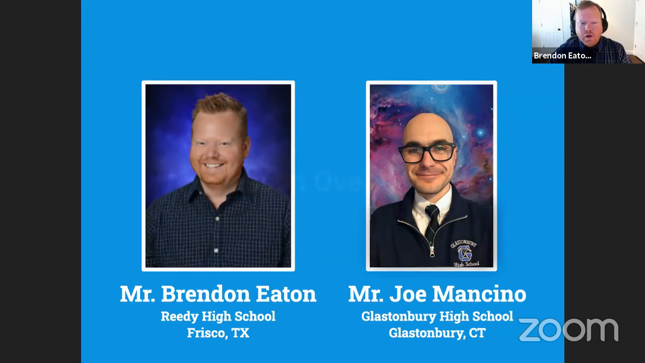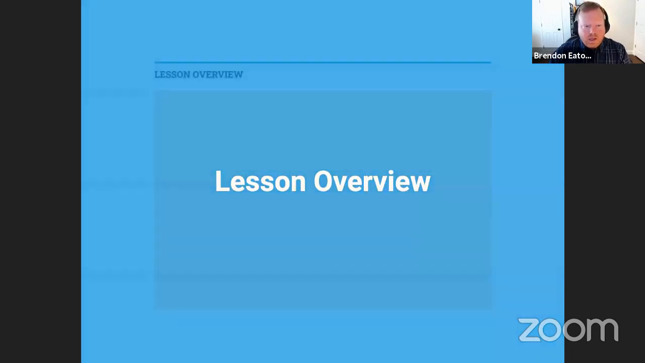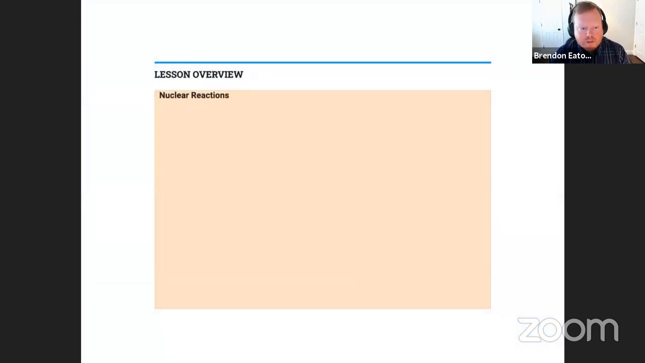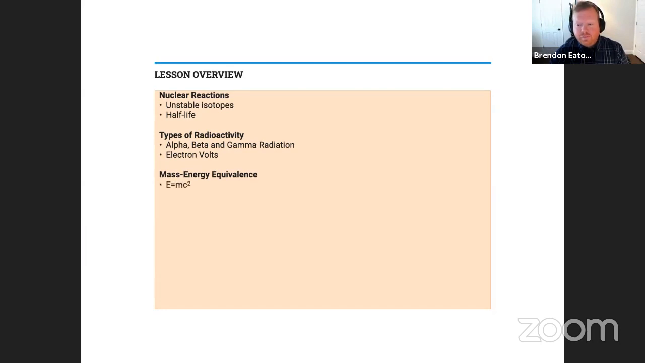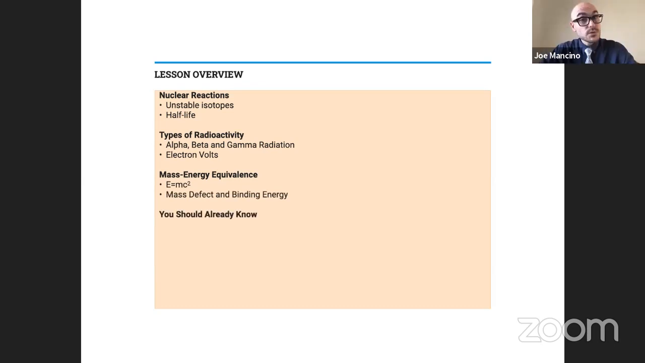Let's go ahead and take a quick overview of our lesson today. First off, we'll begin discussing nuclear reactions and how unstable isotopes lean towards nuclear reactions and half-life. Then we'll talk about different types of radioactivity. We'll talk about alpha, beta, and gamma particles. We'll talk about a small energy unit called electron volts. Then we'll get to mass energy equivalence, which is basically E equals mc squared, but we'll also discuss mass defect and binding energy.